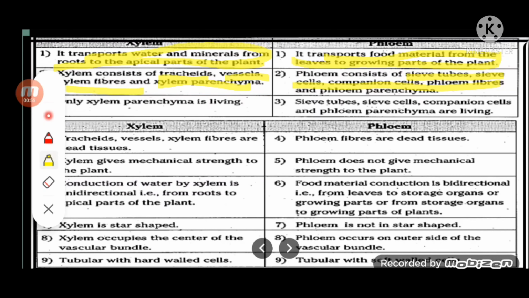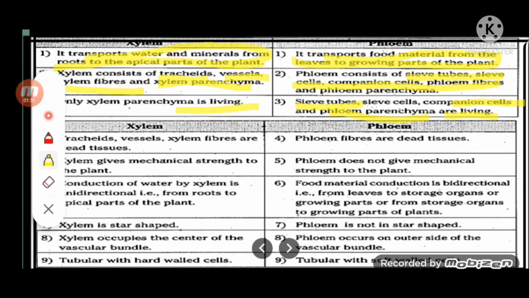Now in these component cells, what are living parts? As we have studied, xylem parenchyma is associated mainly with the conduction of water. So they are the living part. And in phloem, what are the living parts? They have more than one living part. So sieve tube, sieve cells, companion cells and phloem parenchyma are living, means they have got more than one living cell.